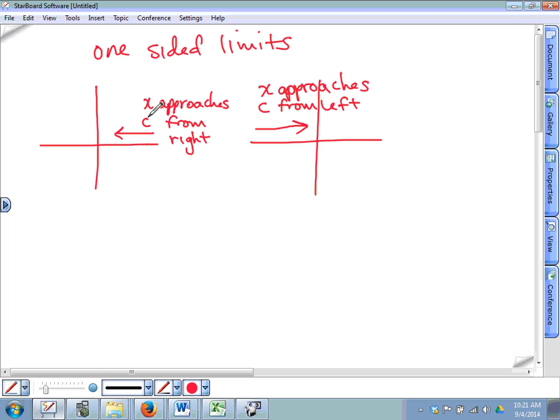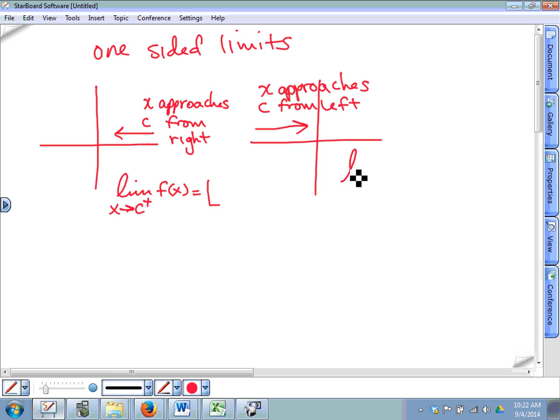So the notation, if it's coming from the right, the notation for that is this: the limit as X approaches C with a little plus sign above it like that. The limit as X approaches C plus. Why did they put a plus sign there, do you think? It's coming from the positive side, moving towards the negative side, right? So the limit as X approaches C plus of f of X equals L. That's just a notation for a right-handed or a right-sided limit.